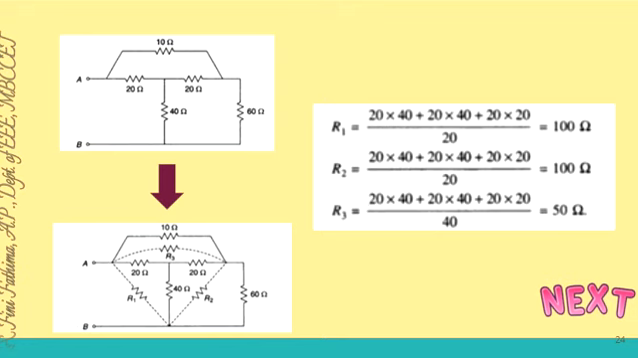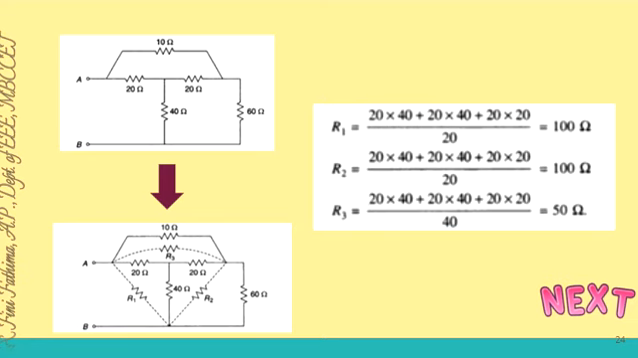Okay, so how can we find out R1? R1 is the sum of the combinations of products divided by the opposite branch. So for R1, what is the opposite branch? That is this 20 ohm. So 20 into 40 plus 40 into 20 plus 20 into 20, divided by 20, I got it as 100 ohm. Similarly for R2, the opposite is 20 ohm. So 40 into 20 plus 20 into 20 plus 40 into 20, divided by this 20 ohm.